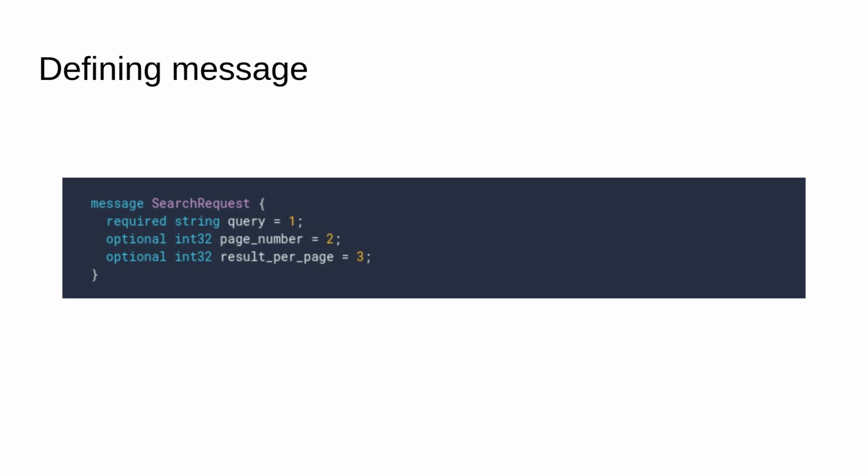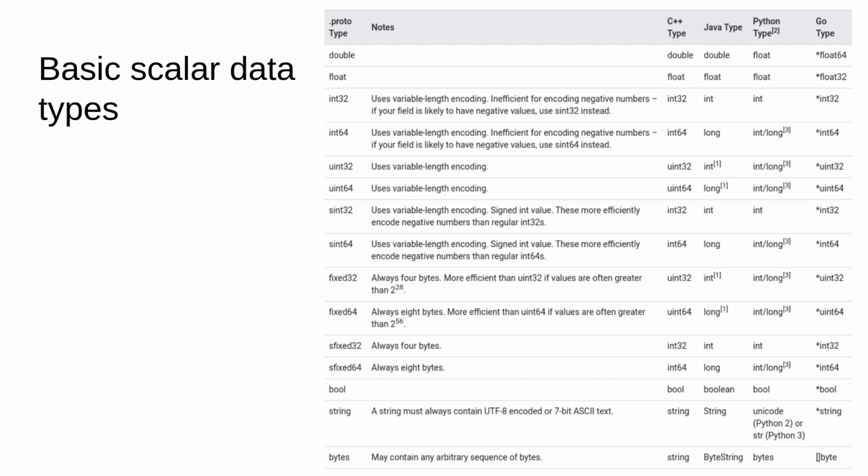Here we have 3. Each data field can be either required, that means it has to be set exactly once when you use the generated code, or it can be optional, that means it can be set at most once, or repeated, that means it can be set any number of times, once, twice, or thousands of times. And it must have a specified type. As you can see here, we have a string and 2 integers, 32-bit integers.